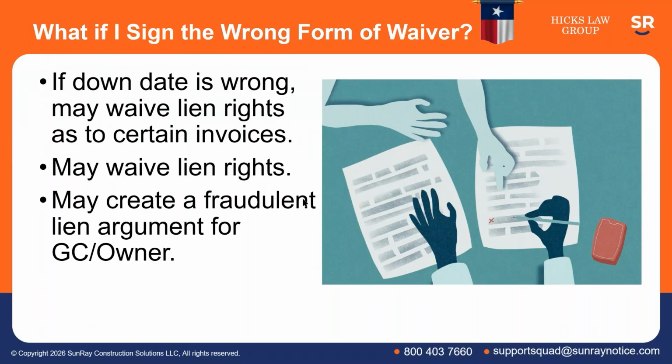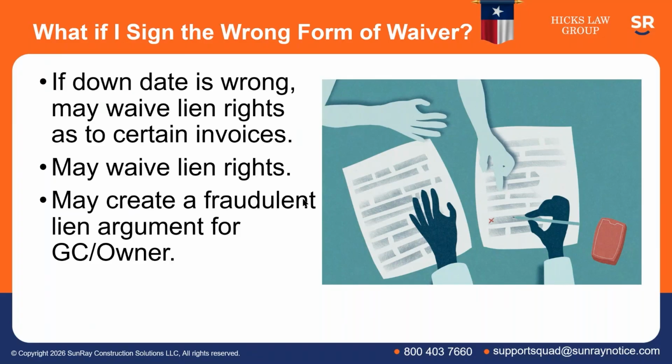you signed the waiver, the unconditional form of waiver with the through date that was incorrect. You had some money that was owing before that date. You didn't notice the date. You signed it anyway. You'd been partially paid but not fully paid. So you go ahead and send your lien notices or file a mechanics lien for the remaining balance that really wasn't paid. It may create a fraudulent lien argument by the owner or GC if you go ahead and file that lien.